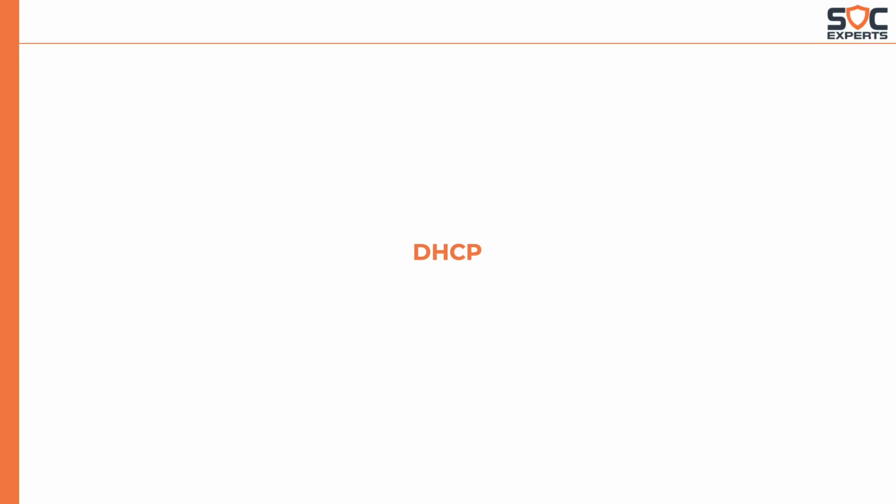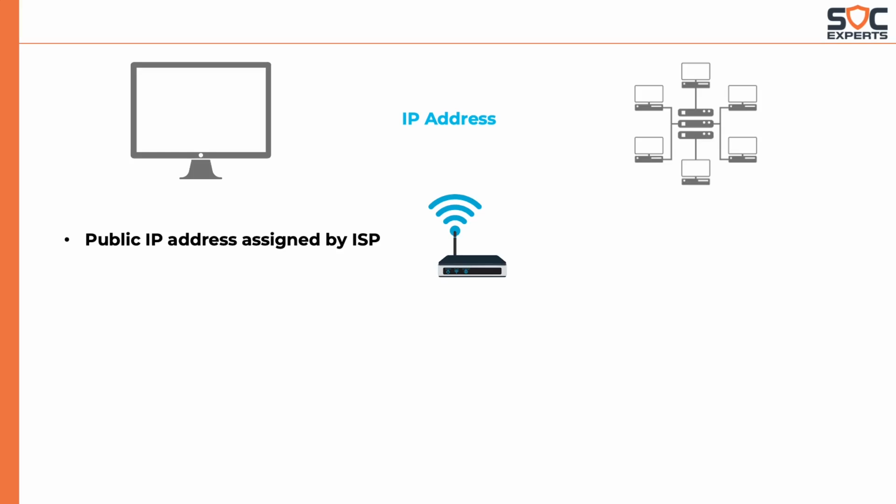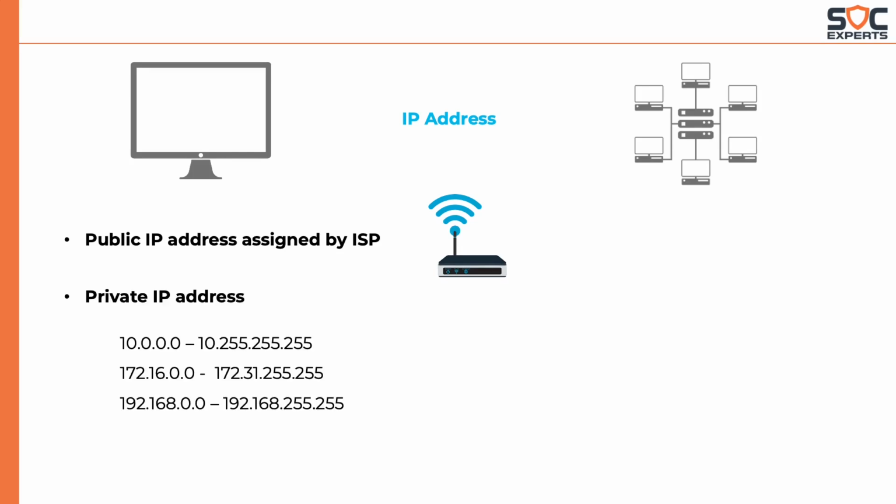Before we start learning about this new server, let's revise some basic concepts. We have understood that every computer needs an IP address in order to be part of a network. There are two types of IP addresses, public IP address and private IP address. The public IP address is assigned by an ISP. Typically, this is assigned to the router.